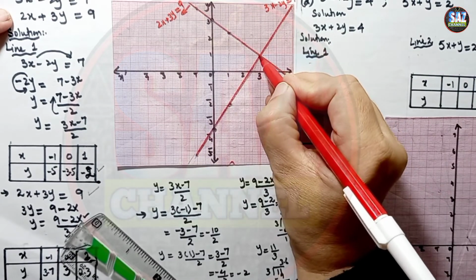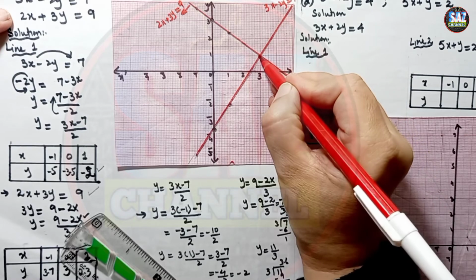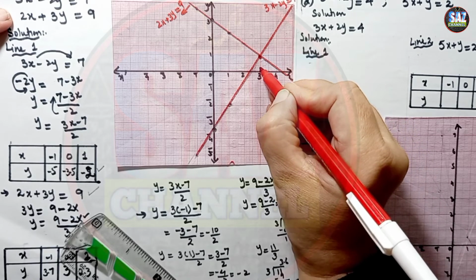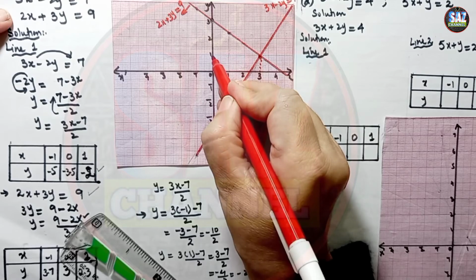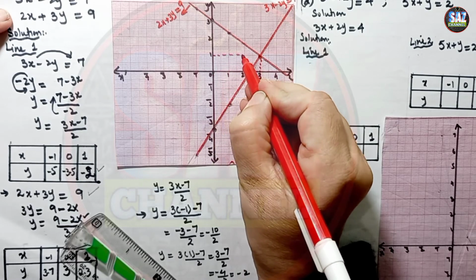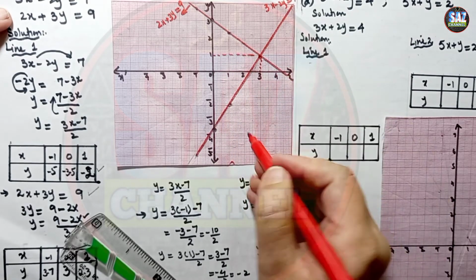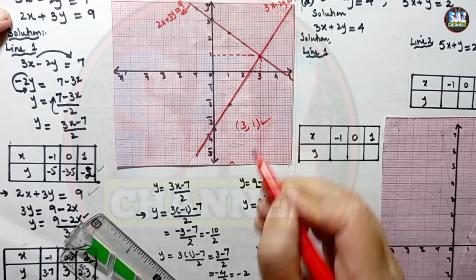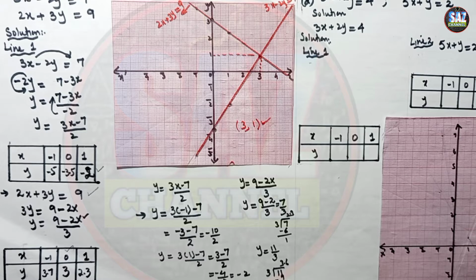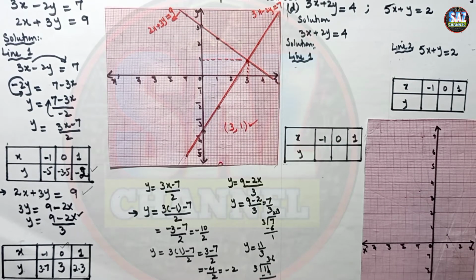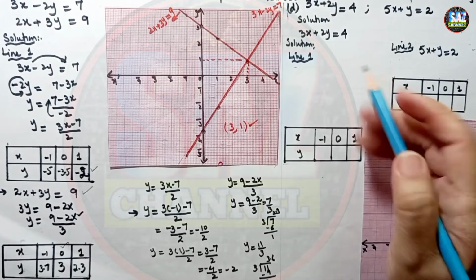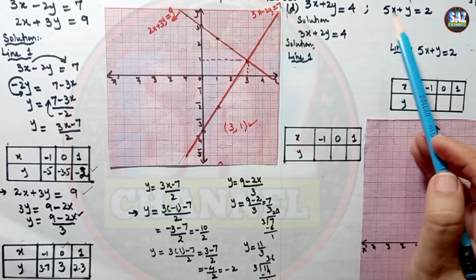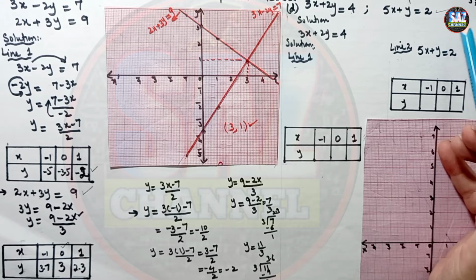And now if we look at the graph, this is the place where both the lines are cutting, meeting each other. So the solution for this situation will be 3 and 1. I hope you are clear about this question. Let's move to the next question. The next question is 3x plus 2y equals 4 and 5x plus y equals 2.